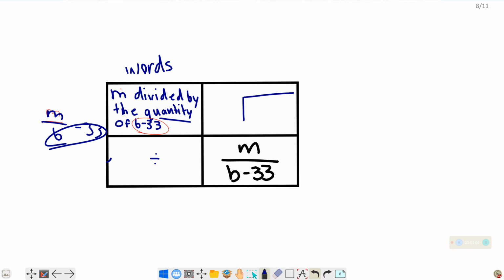Okay, so next we will write it in long division. On the outside, we're going to write b minus 33. And then on the inside, we're going to write m. And then we already have the division written for us. So with the division symbol, we're going to write m, and in parentheses, we're going to write b minus 33.